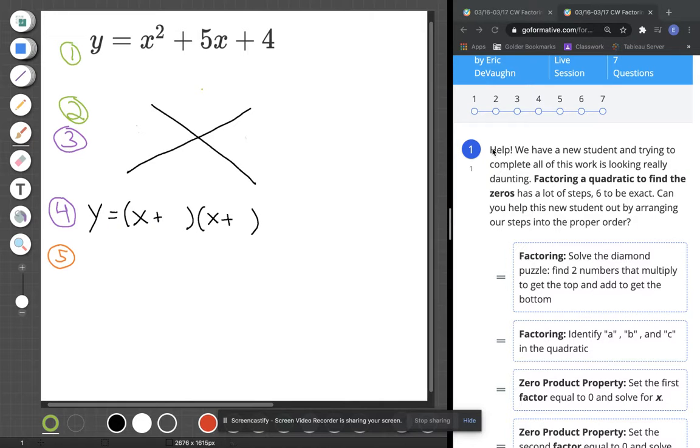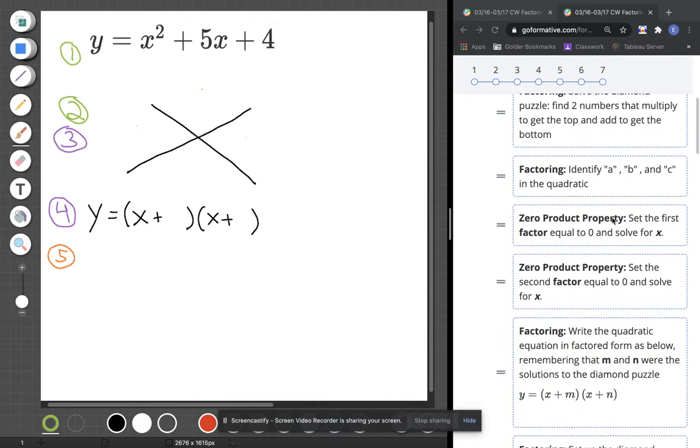All right, so for our first problem today, we have our beginning of the week helping out a new student problem. So this week's problem says, help, we have a new student and trying to complete all this work is looking really daunting. Factoring a quadratic to find the zeros has a lot of steps, 6 to be exact. Can you help this new student out by arranging our steps in the proper order?